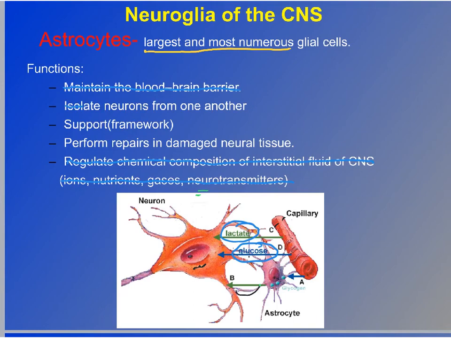It can also isolate neurons from one another. Neurons can't lie right on top of one another in order to communicate effectively. They have to be a very, very short distance away from one another in order to function properly. As you can see, that astrocyte is also providing a physical framework. And in addition to that, that astrocyte can perform repairs. So if there's slight damage to the plasma membrane of this neuron right here, that astrocyte can perform on-site, minor repairs.